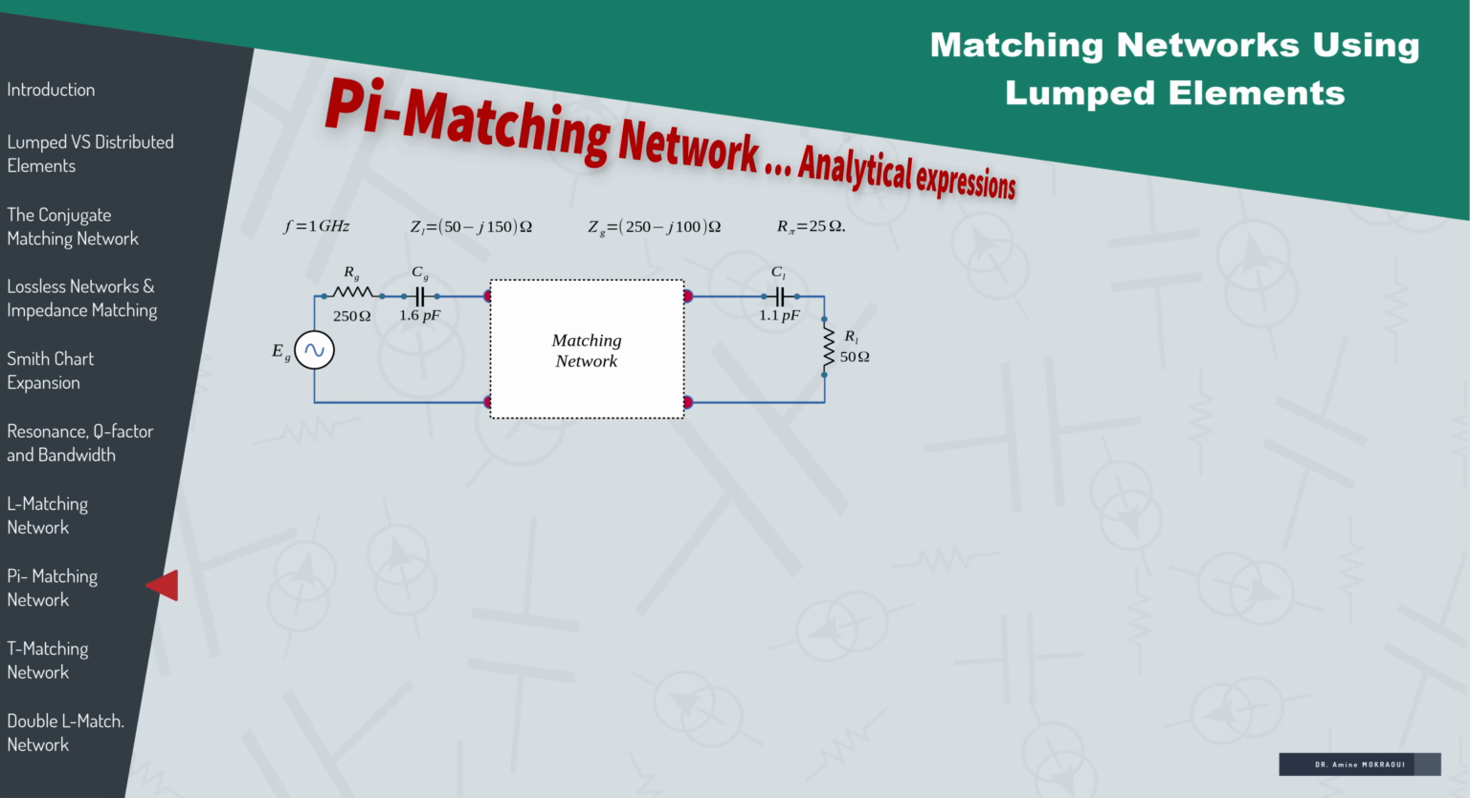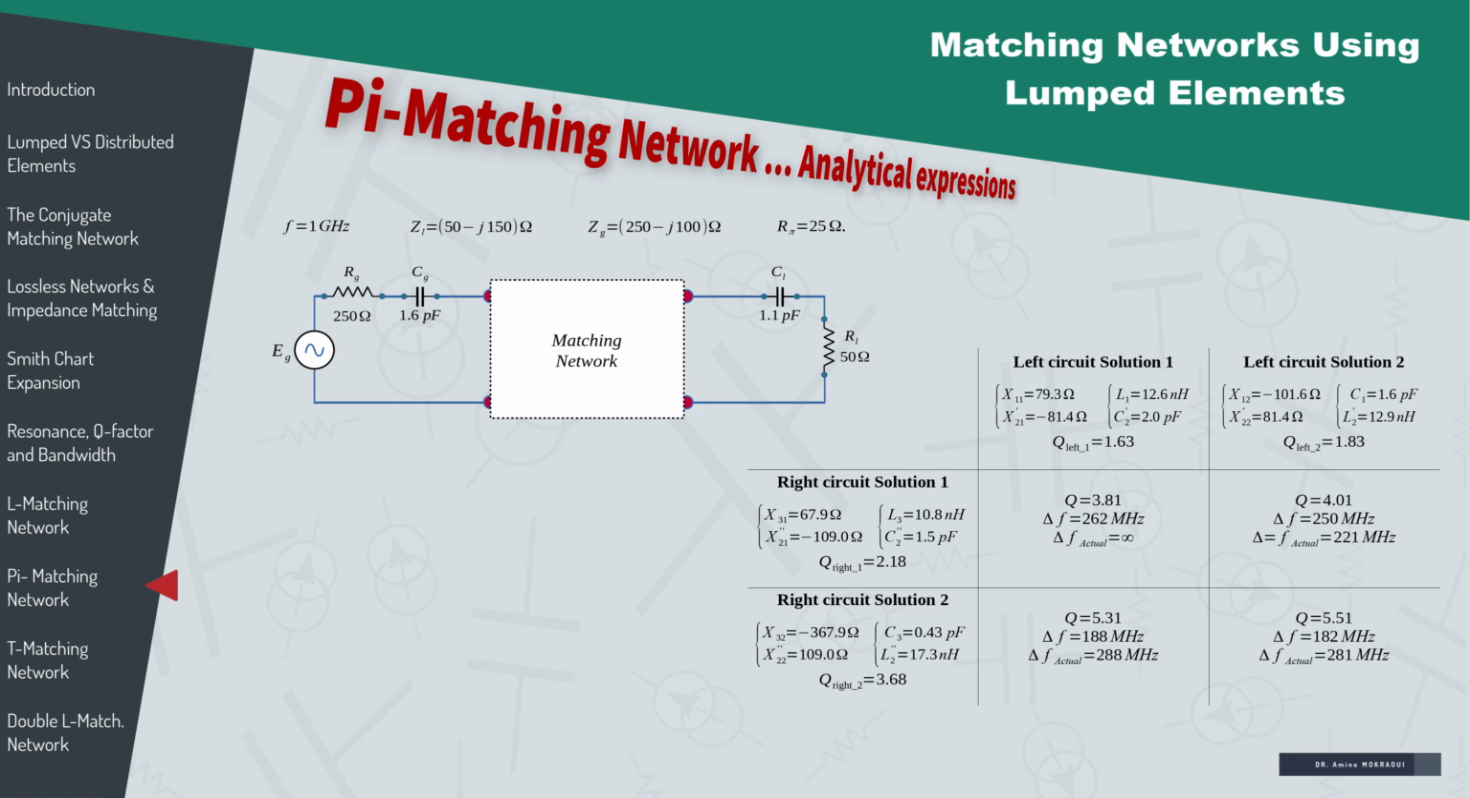Consider at f equals 1 GHz, designing a pi matching network in order to match a load impedance ZL equals 50 minus j150 ohm to a source impedance ZG equals 250 minus j100 ohm. The following table summarizes the solutions obtained when applying the developed formulas when using R pi equals 25 ohm.